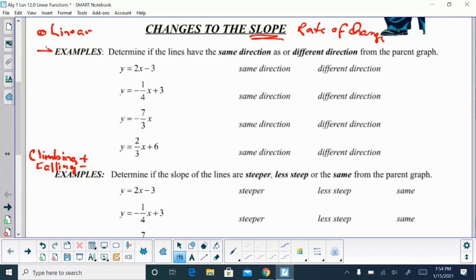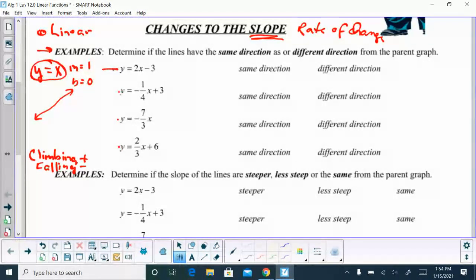Now here, we're going to work on a comparison, determine if these lines that we have to work with are in the same direction or a different direction as our parent graph. Now, if you'll recall, our parent graph for a linear equation, y equals x, where m is 1 and b is 0. And of course, when we graphed it earlier, it should have a positive climbing slope. So now we need to compare this equation to each one of these.